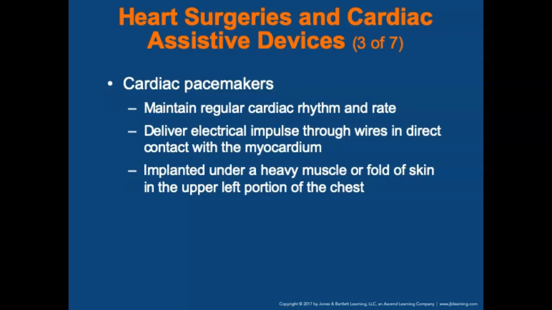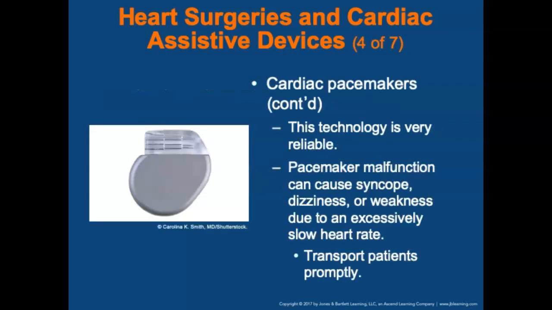They are inserted when the electrical system of the heart is so damaged that it cannot function properly. These battery-powered devices deliver an electronic impulse through wires that are in direct contact with the myocardium. The generating unit typically resembles a silver dollar and is usually placed under a heavy muscle or fold of skin in the upper left portion of the chest. EMTs normally do not need to be concerned about problems with pacemakers.